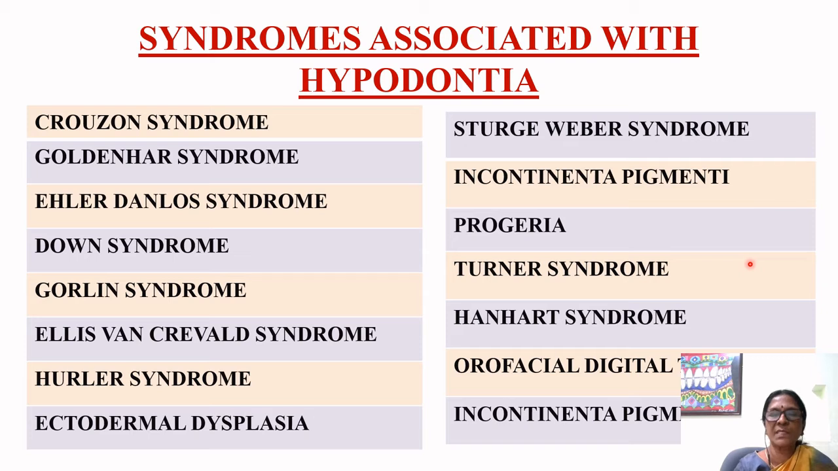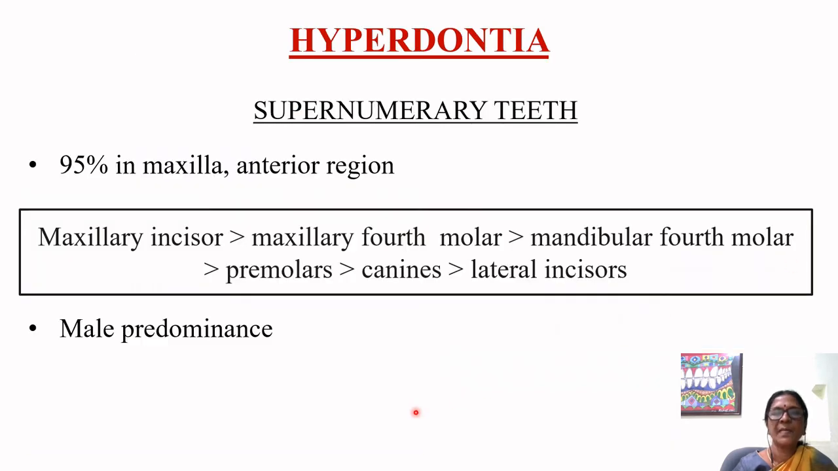The syndromes associated with hypodontia are Crouzon syndrome, golden hair syndrome, Ehlers-Danlos syndrome, Down syndrome, Gorlin syndrome, Ellis-van Creveld syndrome, Hurler syndrome, ectodermal dysplasia, Sturge-Weber syndrome, incontinentia pigmenti, progeria, Turner syndrome, Hanhart syndrome, and orofacial digital syndrome.